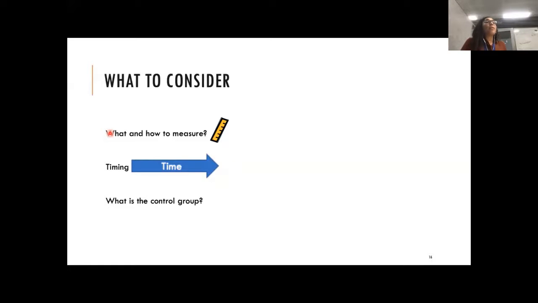We need to decide who is the control group and what estimation method we are going to use. What we're going to see next is that different estimation methods may need different designs. So that's why it is important that we consider how we're going to analyze the data beforehand, before implementing the intervention and before collecting the data.